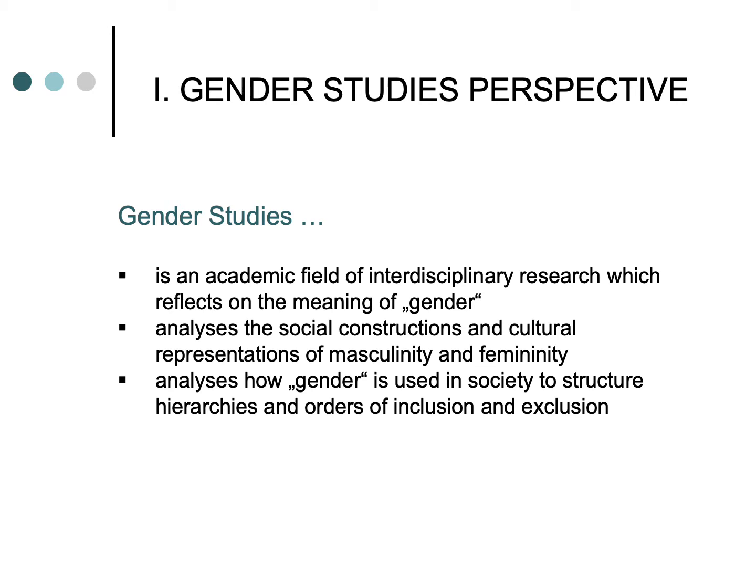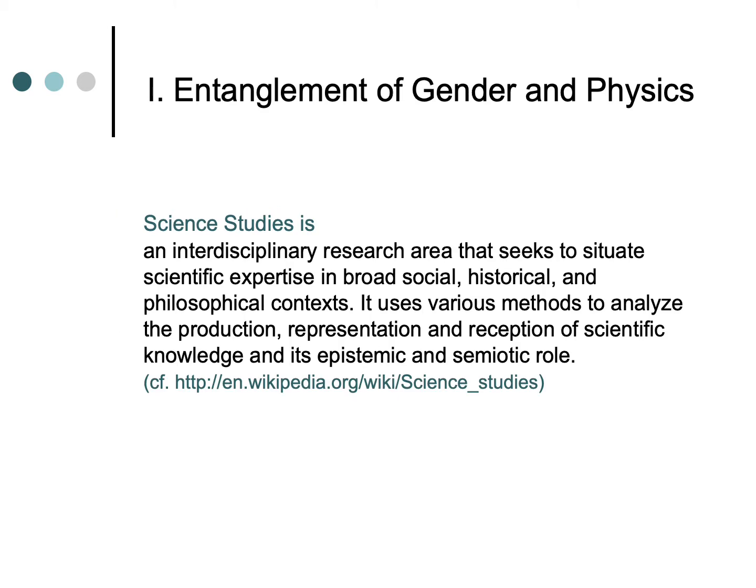But how can we use gender studies, which was developed in social science or humanities? How can we connect this to natural science? We can look at physics from a gender studies perspective if we put physics in a broader context, similar to science studies. Science studies is an interdisciplinary research area that seeks to situate scientific expertise in broad social, historical, and philosophical contexts. It uses various methods to analyze the production, the representation, and reception of scientific knowledge, and its epistemic and semiotic role.